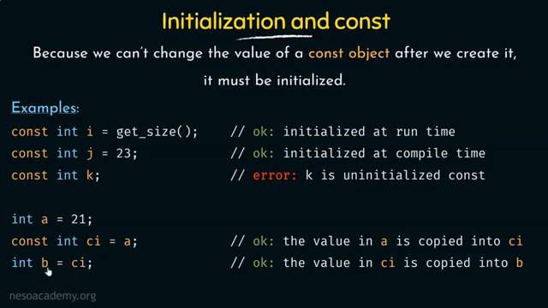So that same 21 will be stored in b. So here the value in ci is copied into b. So that is what happens. So these are all valid type of definitions using const keywords.